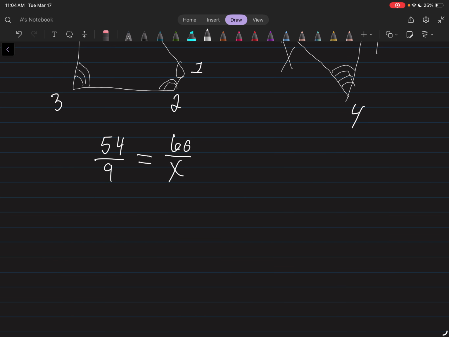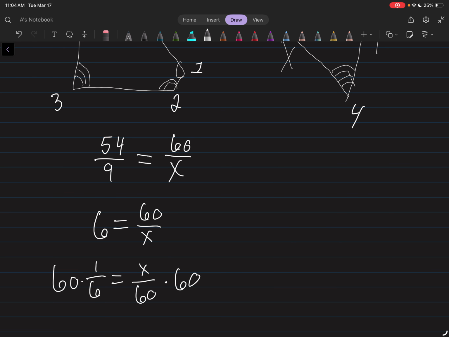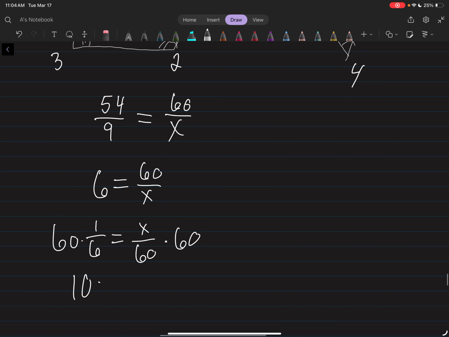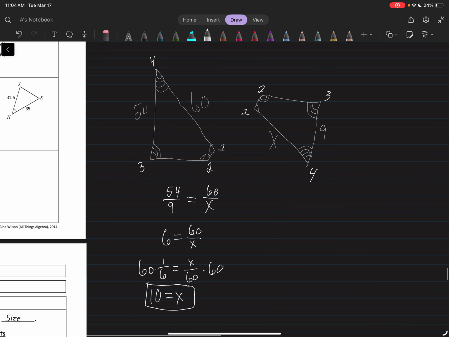You can do this however you want. I'm going to reciprocate. Actually, 54 divided by 9 is 6. Now I'm going to reciprocate. 1 over 6 is equal to x over 60. Multiply this by 60. 10 is equal to x is my solution. You might want to know that for your test. So there the whole thing is all together.